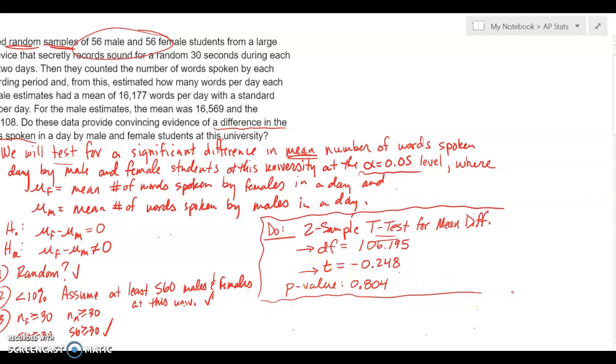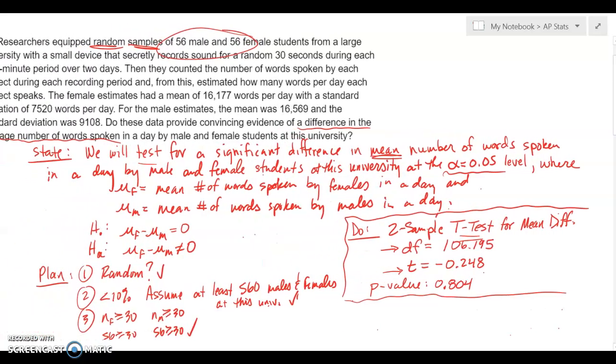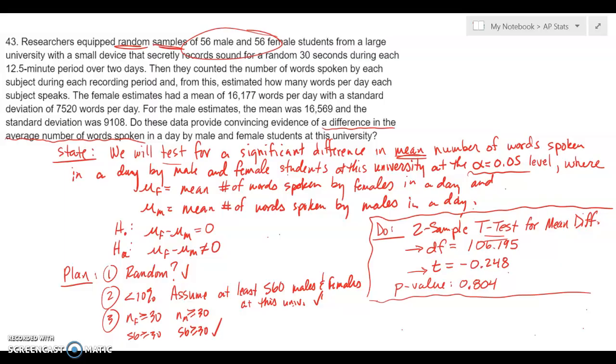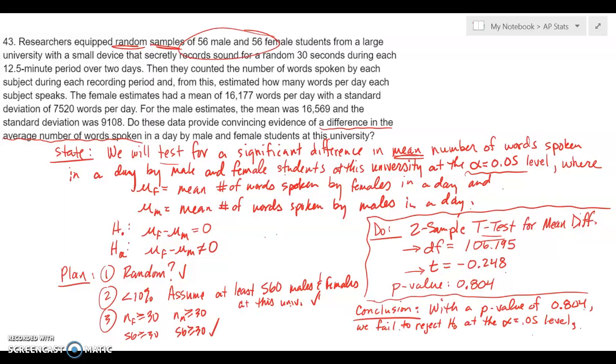And then after that, we make our conclusion based on that p-value and what test we're running, the alpha level, and all that other good stuff. So let's go ahead and make that conclusion. So with a p-value of 0.804, we failed to reject H naught at the alpha equal 0.05 level. Notice I reported the p-value, compared it to the alpha level, and made a decision on my null hypothesis based on that comparison. And then the rest is just context.